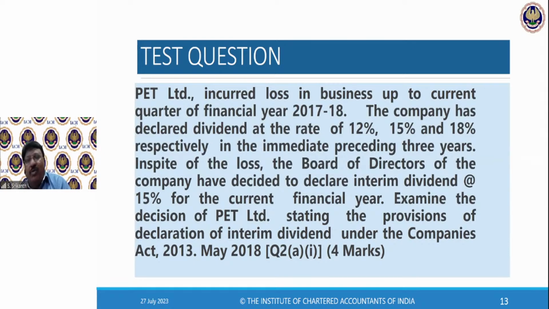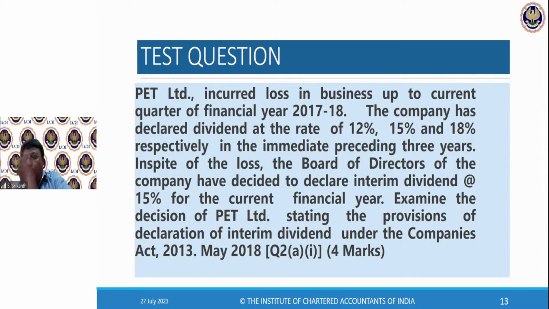Beautiful. So how will I get my 4 marks? That is very important now. This type of question, what you should do, first you should say, PET Limited has declared dividend at the rate of 12, 15 and 18 in the immediate 3 years. As they have incurred loss during the current quarter up to financial year, they want to declare an interim dividend of 15% for the current financial year.